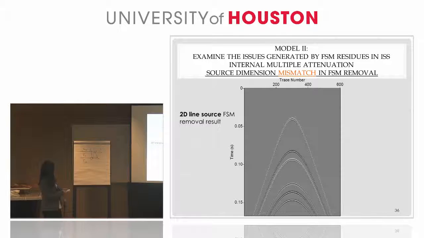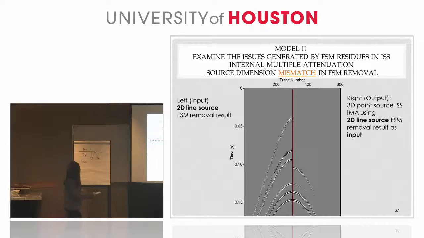So if we use this kind of data as the input of the subsequent internal multiple prediction, you will have the result on the right panel. You can see all the residuals. Because you did not satisfy the prerequisites of the internal multiple prediction, in this B3 prediction, we have a lot of artifacts.